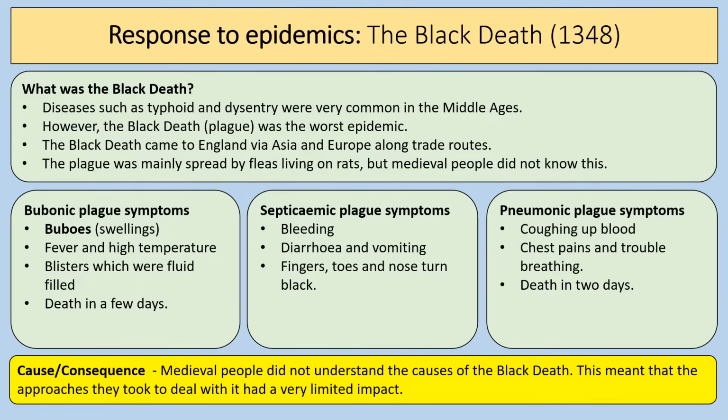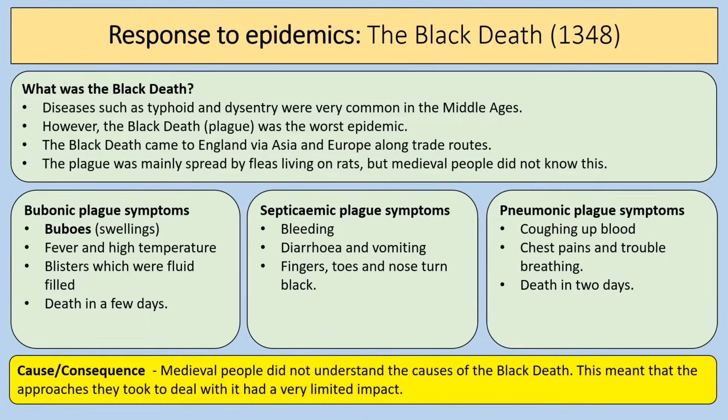Now, there are 3 different types of plague during this time. But the most common one was the bubonic plague, which has probably had the most attention. So the bubonic plague, the features of that were buboes, which are swellings that would appear in the armpits and the groin, fever and high temperature, blisters which were fluid filled, and death within a few days.